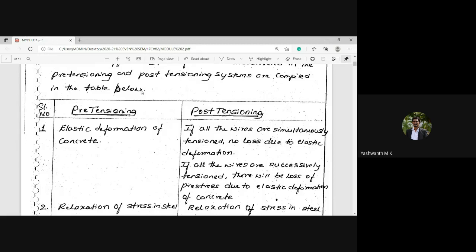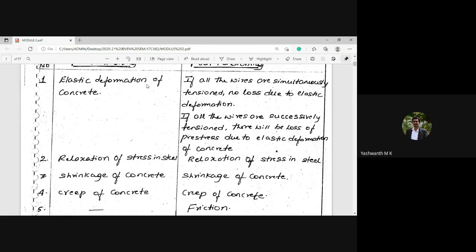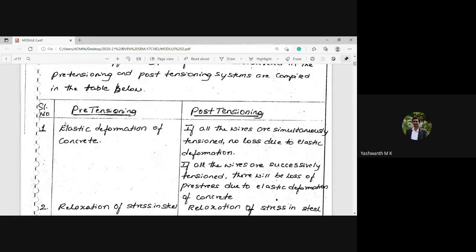Okay, because as I stated, in pre-tensioning the concept of tensioning is different from post-tensioning. So based on this tensioning concept, the pre-tensioning system losses and post-tensioning system losses will differ. Let me see what those losses are.